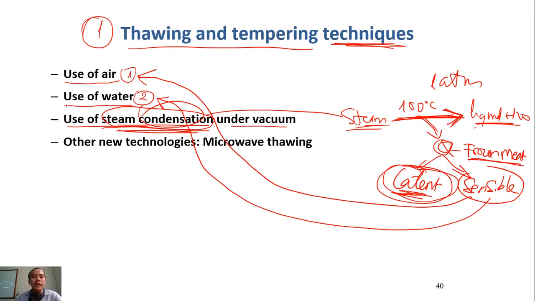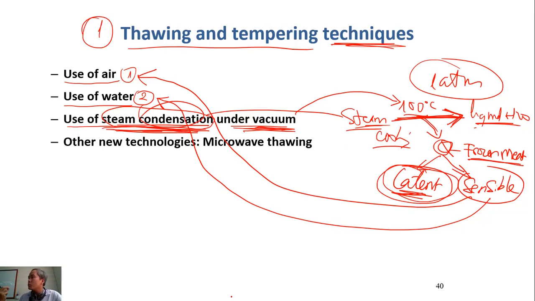Now, they do this not at atmospheric pressure, but at what condition? Vacuum. Why not atmospheric pressure? Because if we do it at atmospheric pressure, then what temperature? 100. Then what do we do? Is it thawing? No, actually cooking. So we do it under vacuum to lower the condensation temperature, so as not to cook the food, but just to thaw the food.